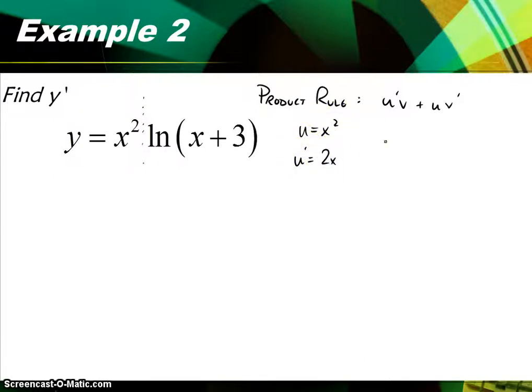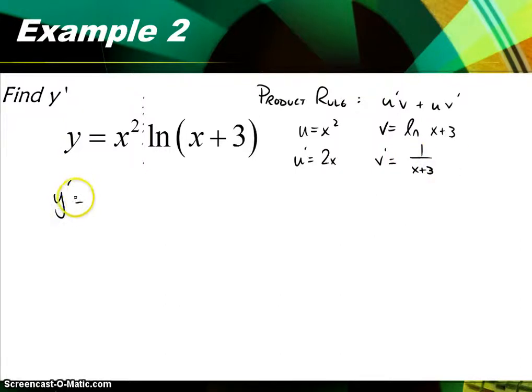I don't know about you, but I really have to pause here because I write that u equals and I immediately assume that I'm doing a substitution problem. But I'm not. I'm doing a product rule. My v equals the natural log of x plus 3. So my v prime equals 1 over x plus 3.